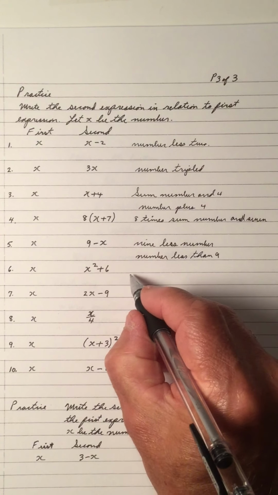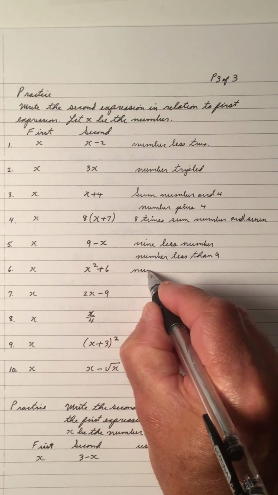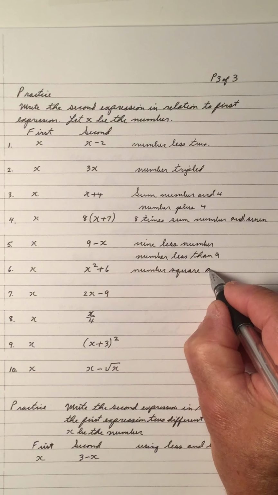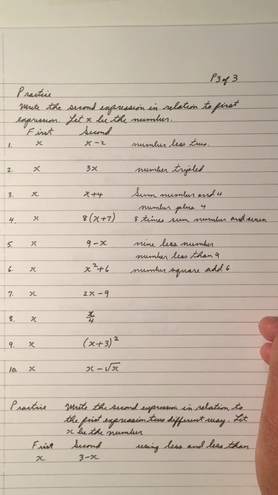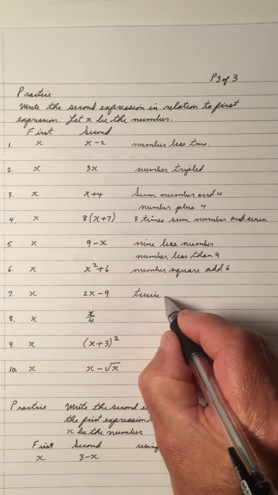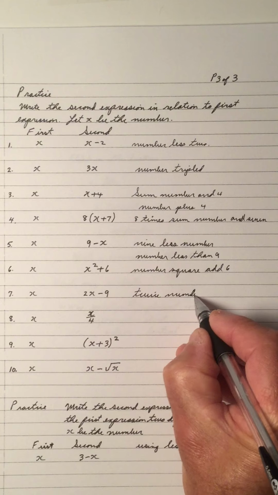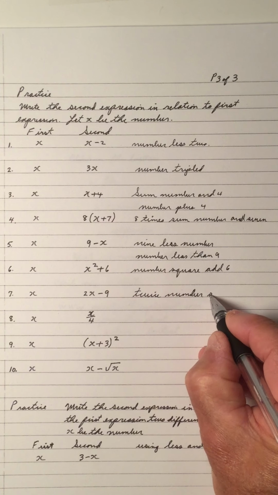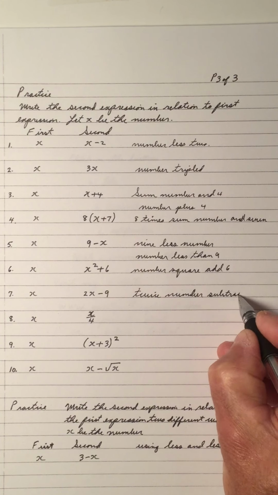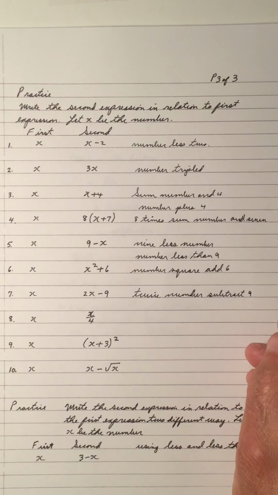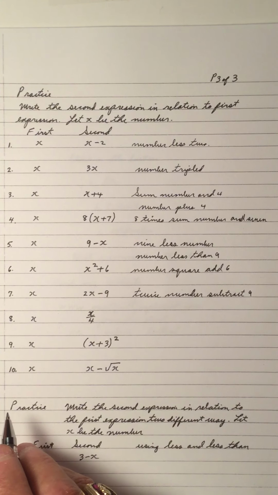Number 6 is the number squared. X is the number squared. Add 6, or plus 6. And number 7 is twice the number. 2 means twice the number. Double the number. The product of 2 and the number, either way, minus or subtract. You could go subtract 9. You could say less 9.